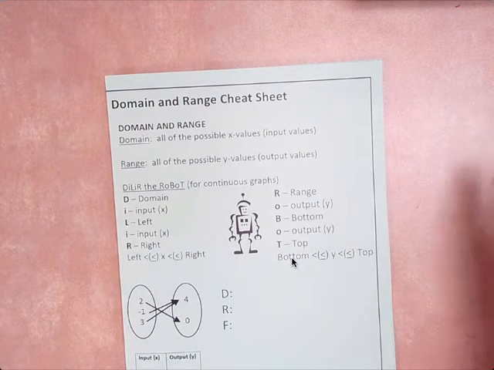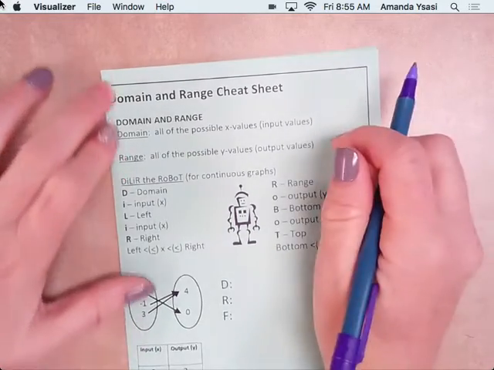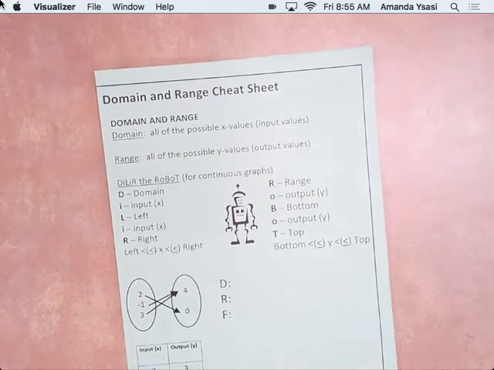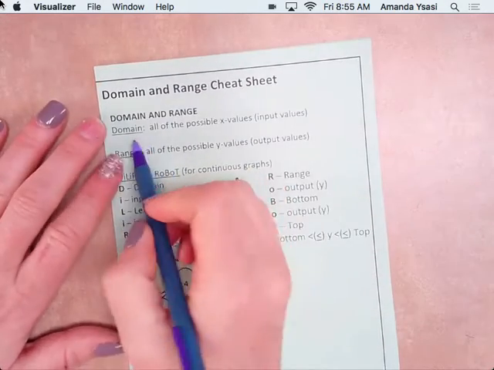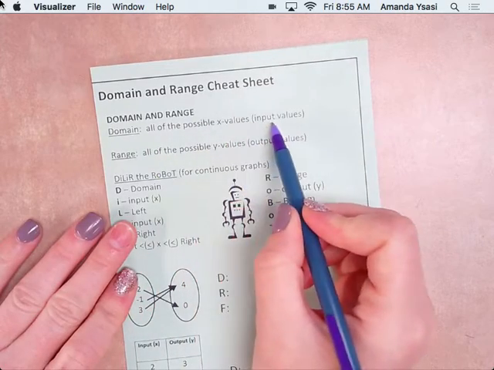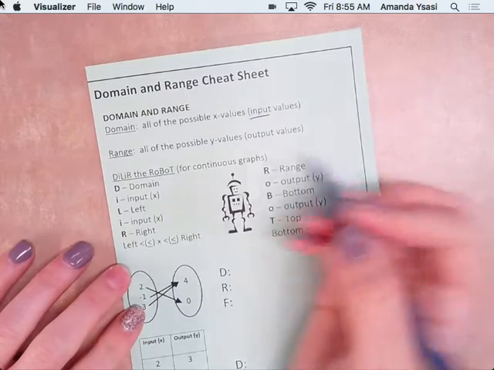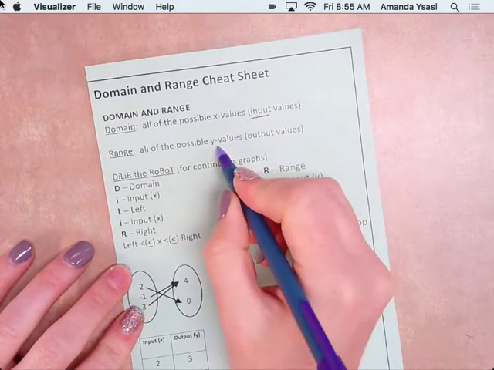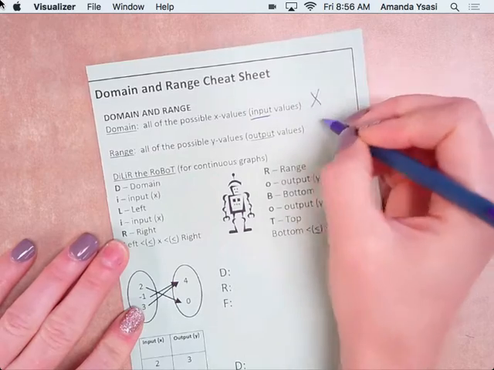Okay, let's look at today's notes, domain and range cheat sheet. So we are going to be doing domain and range a little bit more for a little bit longer. A reminder from yesterday, domain is all the possible X values, which is also called your input. Range is all possible Y values, which is your output. So domain X, range Y.